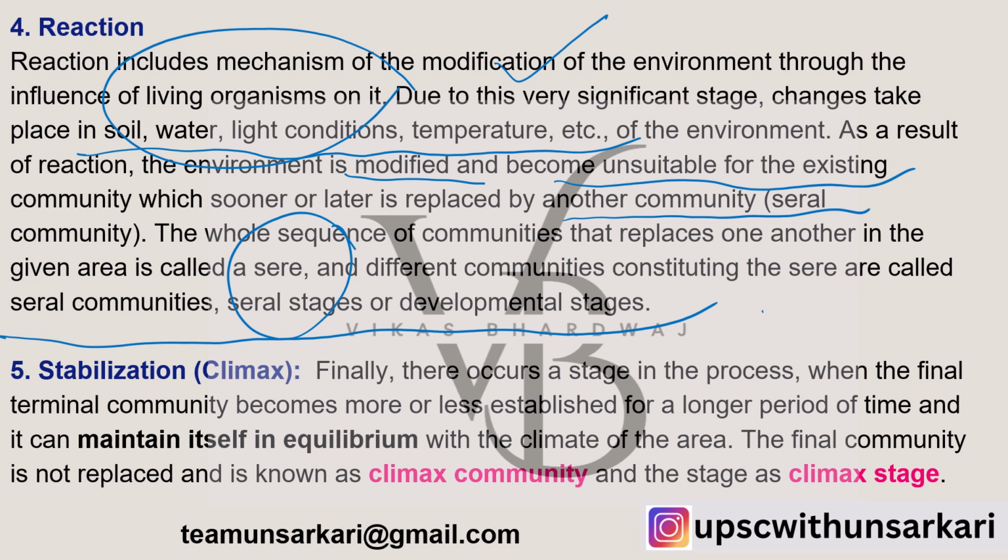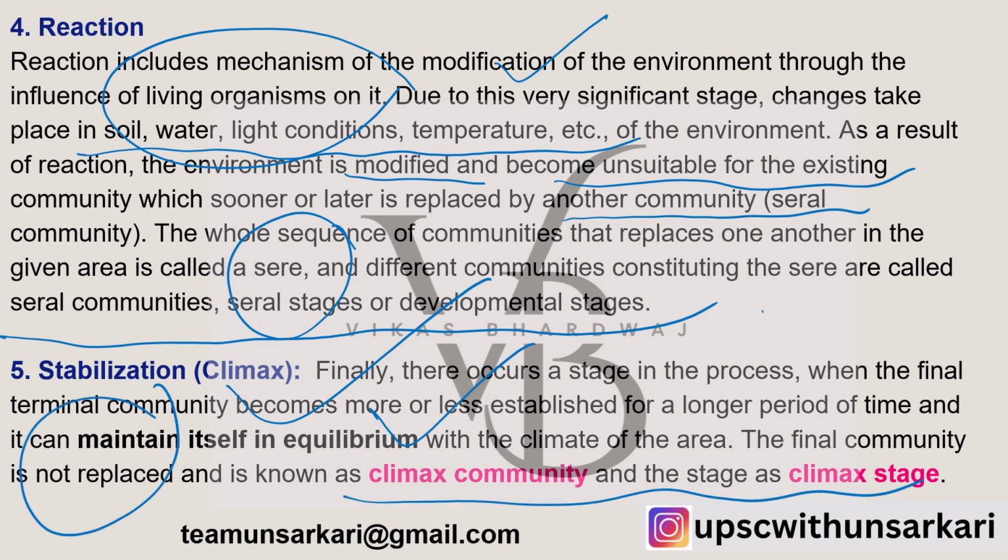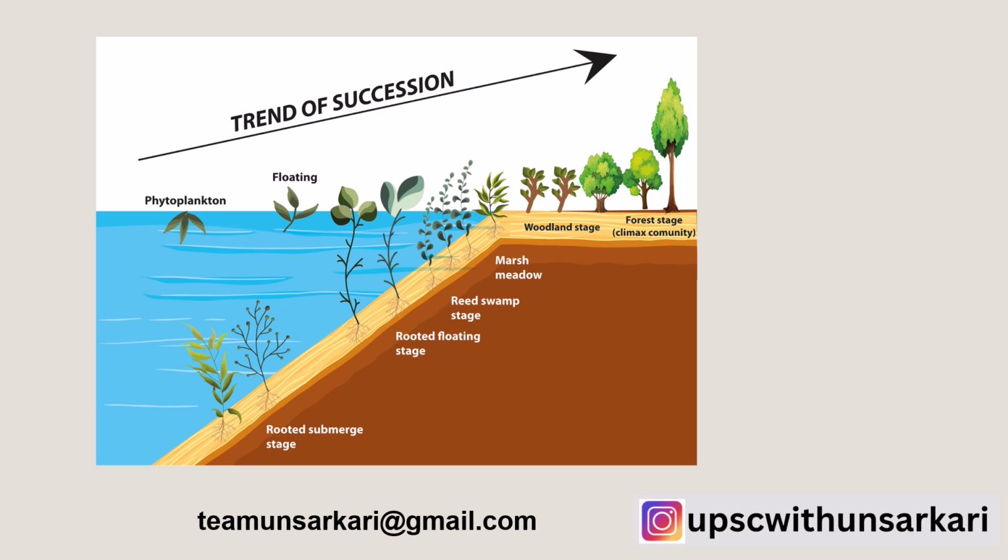Stabilization is the complex stage, that is the climax stage. There occurs a stage when the final termination of the community becomes more or less established for a longer period of time. It can maintain itself in equilibrium with the climate of the area, and the final community is not replaced. It is known as the climax community, and the stage is called the climax stage. So you see an example here: rooted submerged stage, rooted floating stage, reed swamp stage, marsh meadow, and then you have the woodland stage, and finally the forest stage. Phytoplankton and the floating forms are also playing an important role.